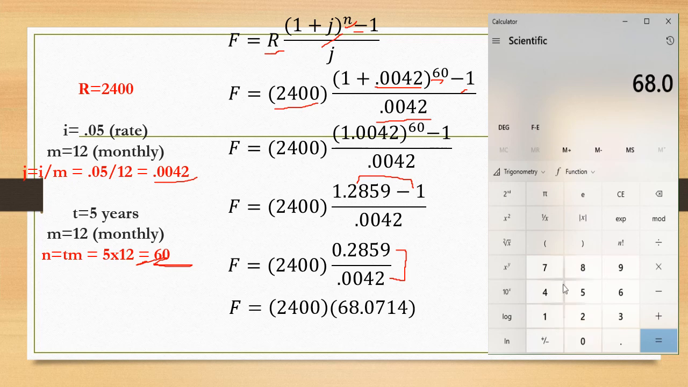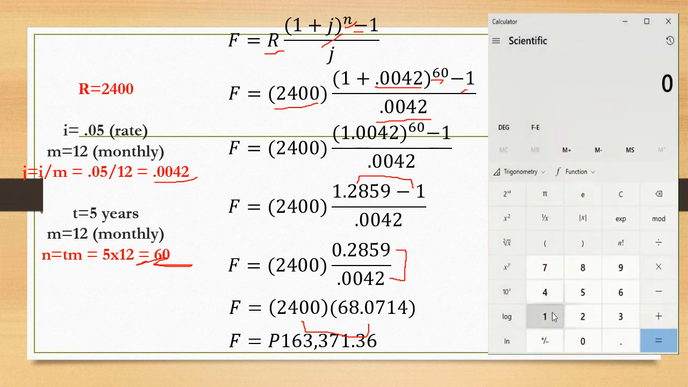And finally, multiply these two numbers, and you will have 163,371 pesos and 36 centavos. So meaning, this 2,400 pesos, if Mr. Kufra will continue paying this for 5 years monthly, at the end of 5 years, he will be having 163,000 pesos in his savings account.